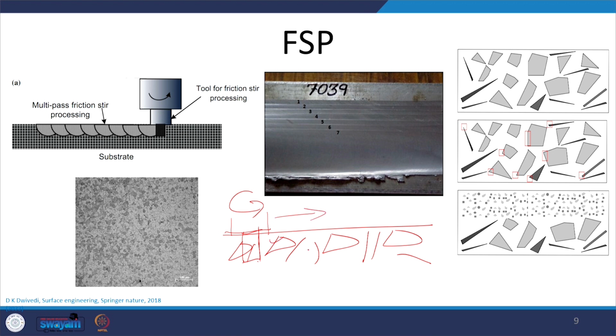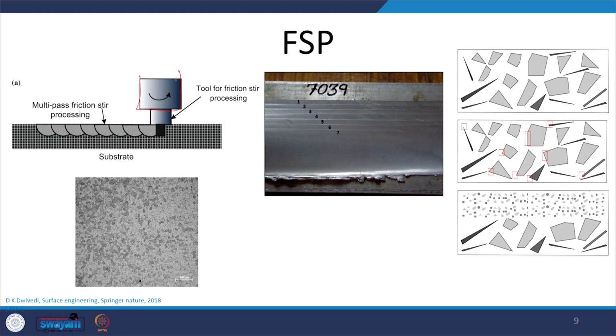So, all these coarse constituents are broken down and they get refined. That is what we can see, these big and needle shaped structural constituents get refined up to a certain depth depending upon the tool pin depth. Below that, the structure will remain unaffected. So, this is what is actually done in case of FSP.